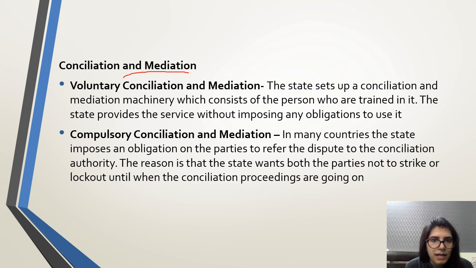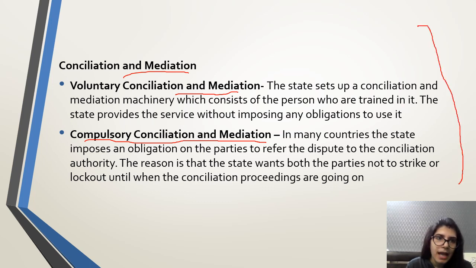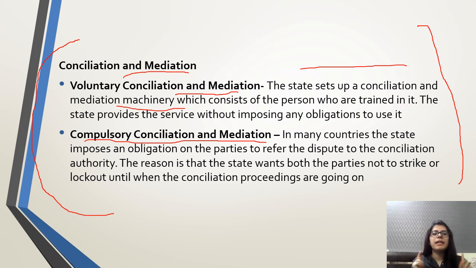Now here comes voluntary conciliation and mediation and compulsory conciliation and mediation. Here again I want to remind you that we are studying dispute resolution with state intervention. Voluntary conciliation and mediation means that the state sets up a conciliation and mediation machinery, with persons who are trained in it, but the state does not impose obligations to use that machinery. Did you understand? It is not compulsory for the organizations to use that machinery. If they want to use it, they can, and if they don't, it's up to their choice, okay? So the state provides the service without imposing any obligations to use it.